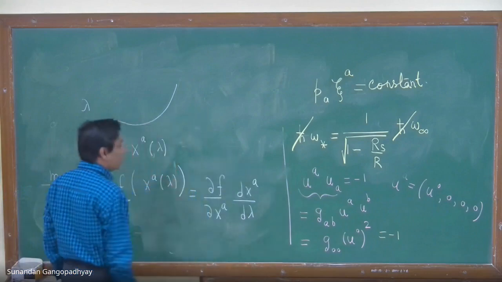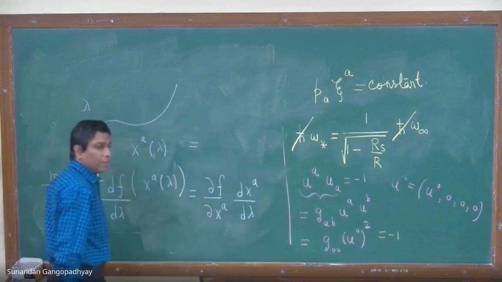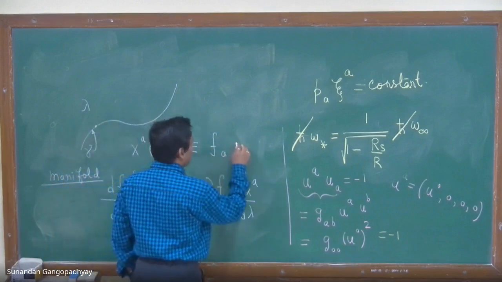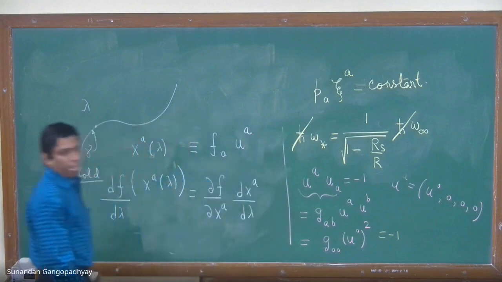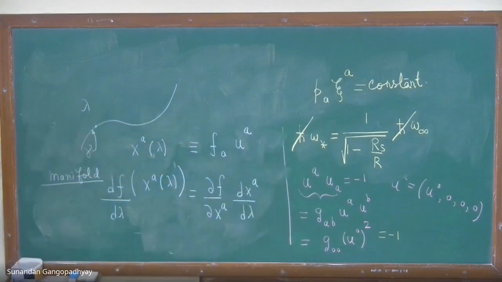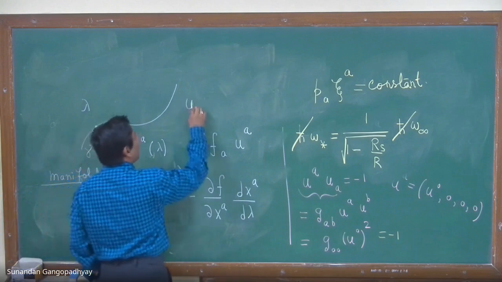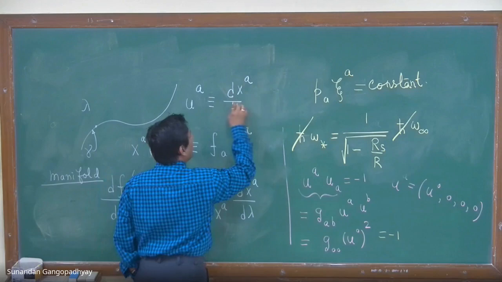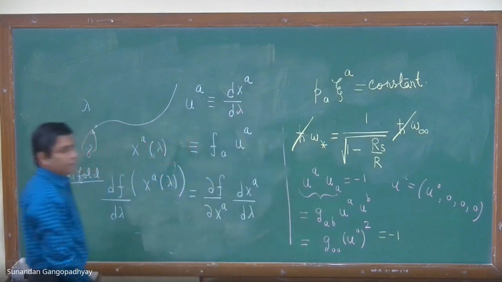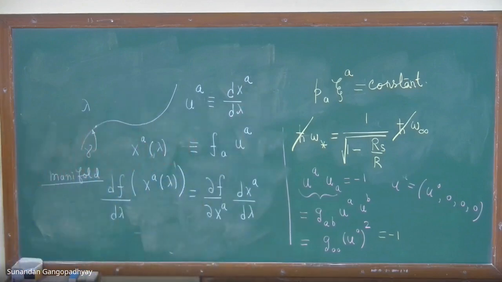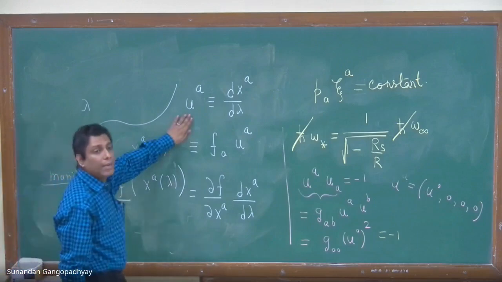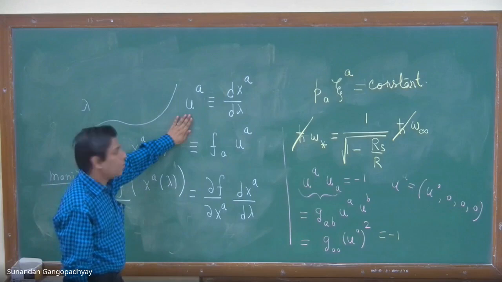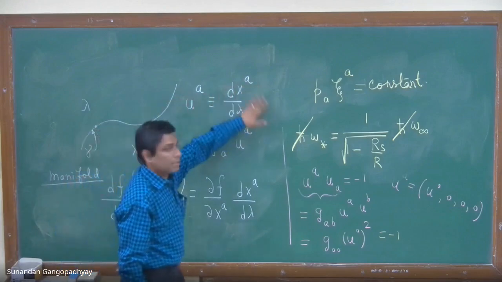this procedure immediately allows us to define two different quantities. FA and UA. What is UA? This is dx A d lambda. So this is what? This is a vector. I will tell you rigorously what a vector is. It has a particular transformation property. So UA is this. It's a vector.